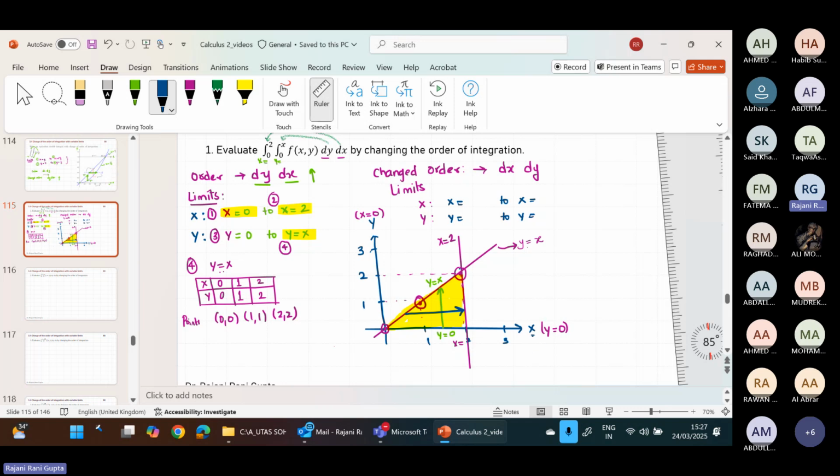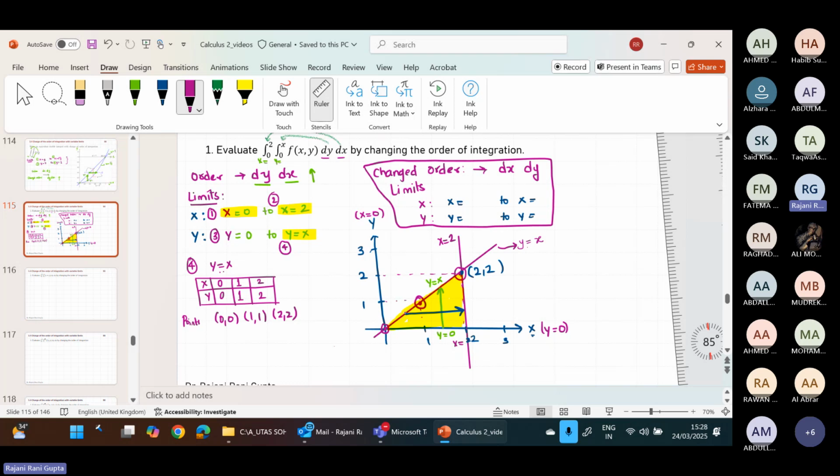Before I go there, can you tell me what this point is? Here the value of x is 2 and the value of y is 2. So this point is (2, 2). This point is necessary. So we have to change the limits of integration. This is what we are looking for. We did all this for this only.